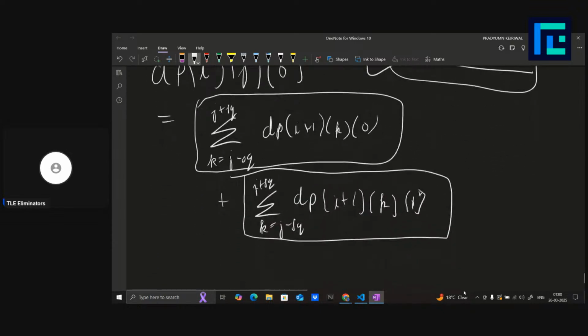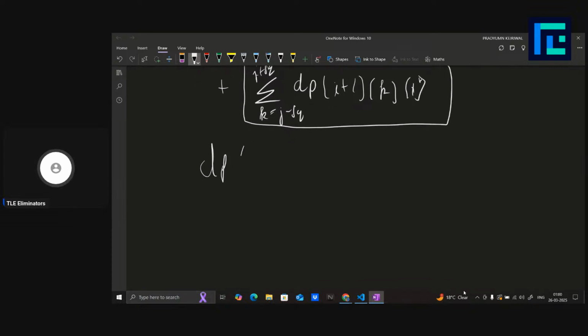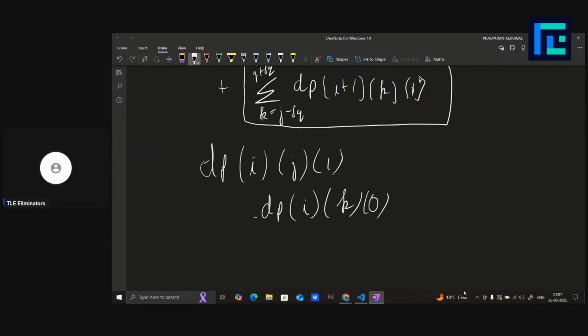All right, and the same thing you can do for dp of i j 1, transitioning from dp of i comma k comma 0. Like in the same row, if you move then it is from 0 to 1, right? That's why, again, you need a prefix sum for this 0. All right, so I hope it is clear.